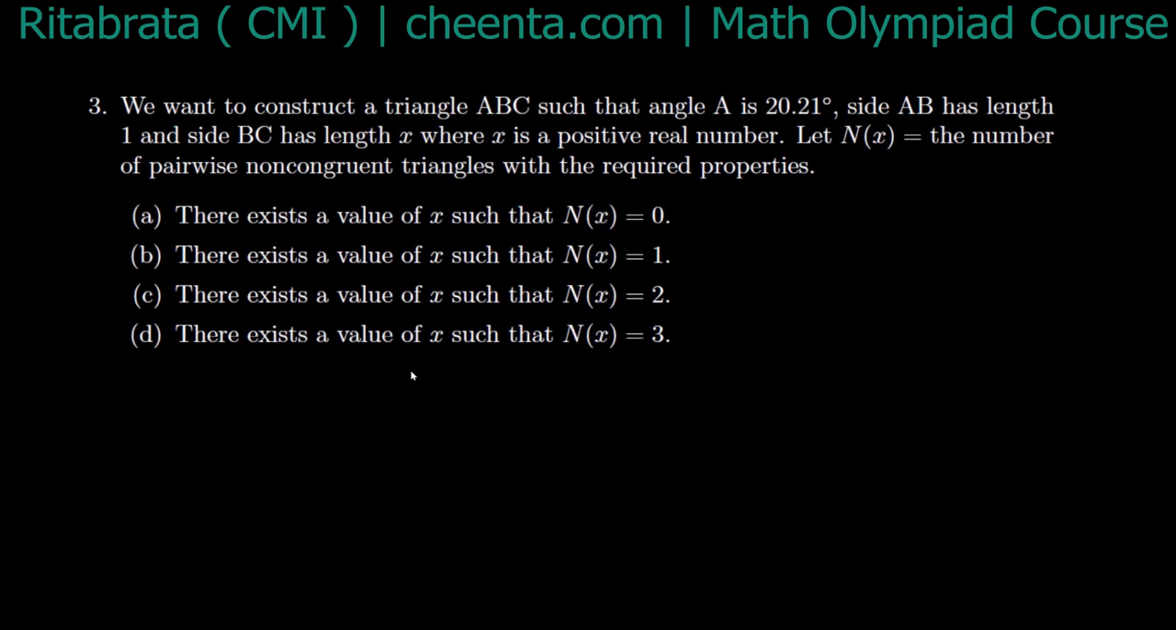Initially, make the structure. How does this look like? So somehow I have a point A and this is B, and as angle A is always 20.21 degrees, C should lie on this ray, and this ray makes an angle 20.21 degrees with the line segment AB. This is 20.21 degrees.